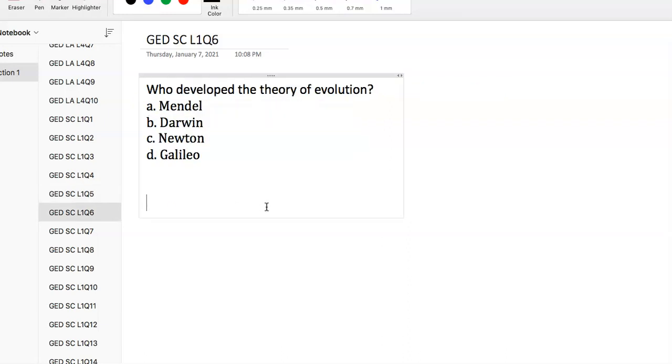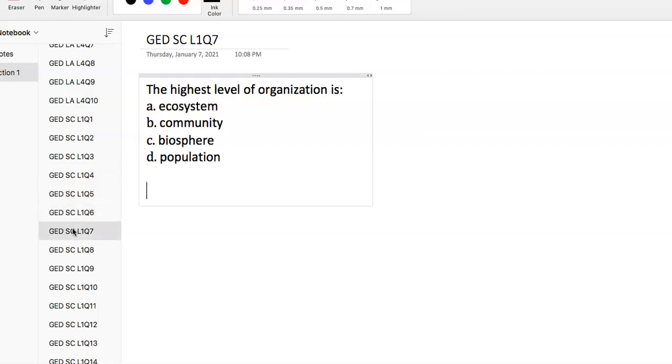Who developed the theory of evolution? Okay, so we want to know that Darwin is considered the father of evolution. Darwin established that all species of life have descended over time from common ancestors. Darwin also stated that evolution resulted from a process that he called natural selection. There we go again, those 2 words, natural selection. That is the work of Darwin.